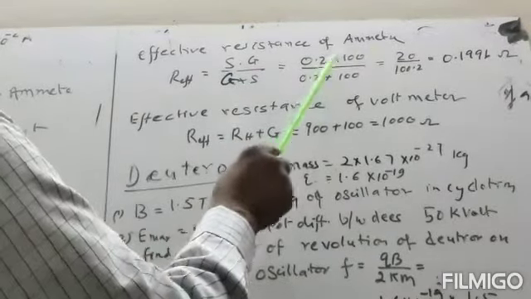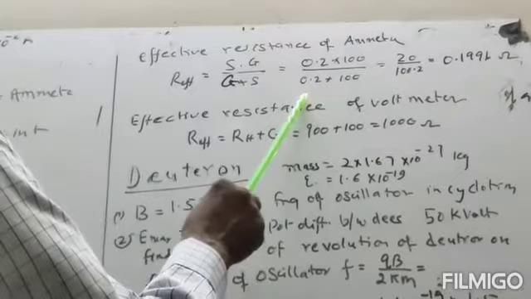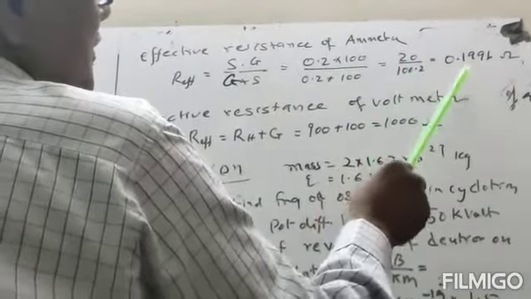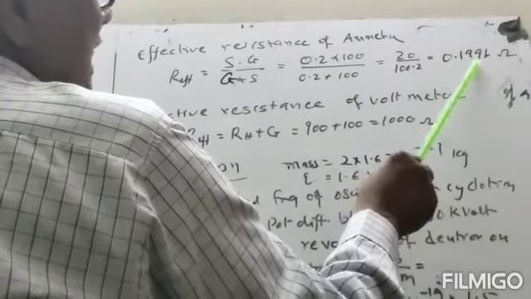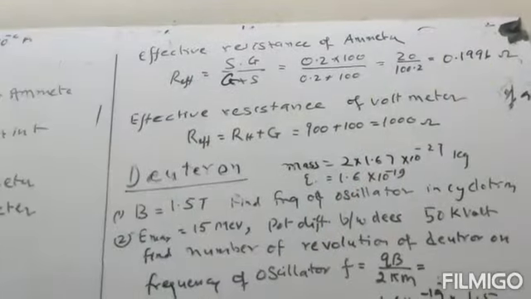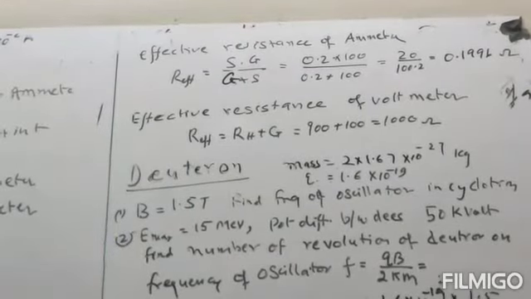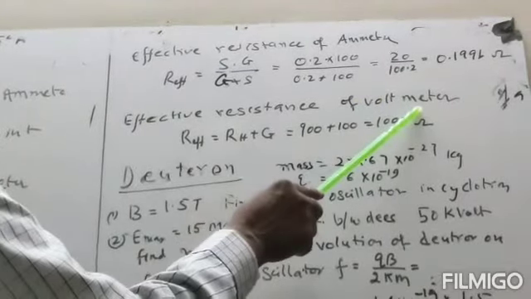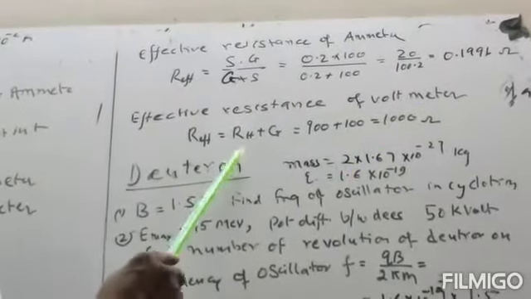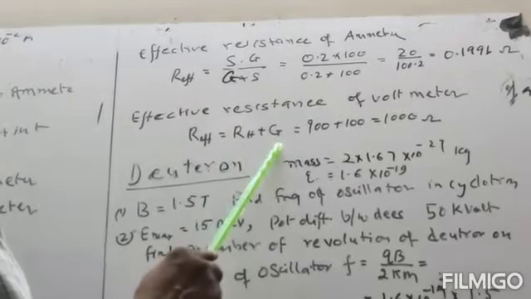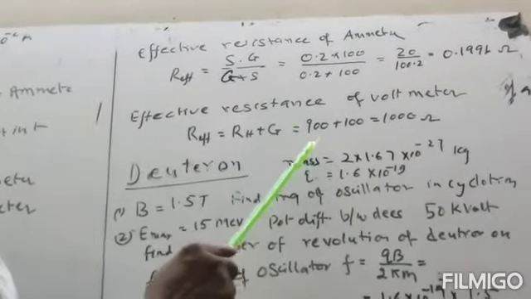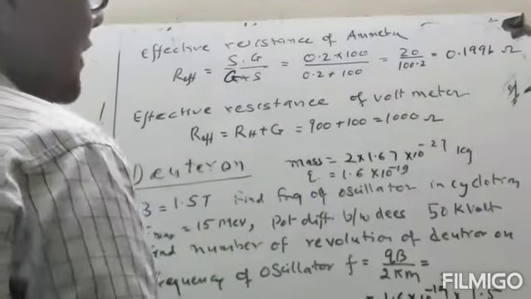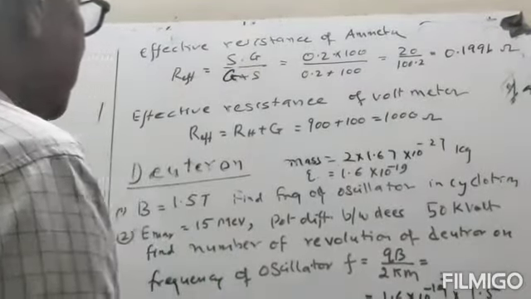S is 0.2 multiplied by 100, divided by 0.2 plus 100, so it is 20 divided by 100.2, so this is equal to 0.1992 ohm. The effective resistance of the voltmeter: now the galvanometer and resistance are in series, so the effective resistance will be equal to high resistance plus galvanometer resistance. High resistance is 900, galvanometer is 100, so it is equal to 1000 ohm.